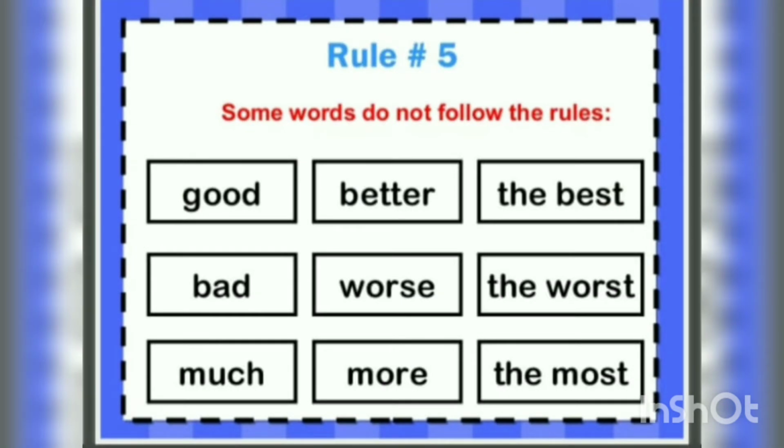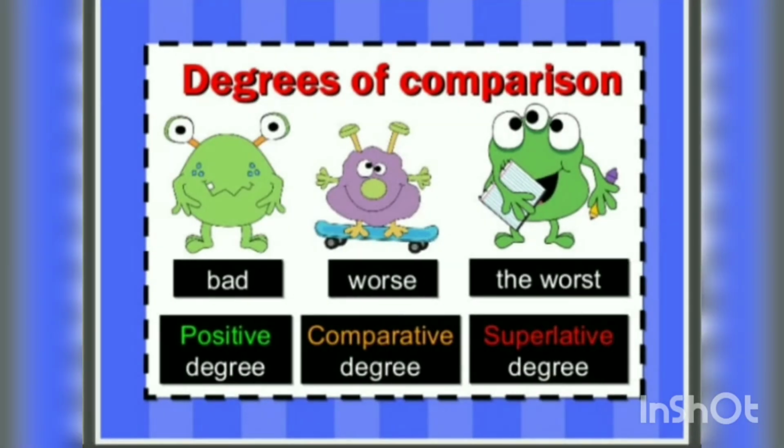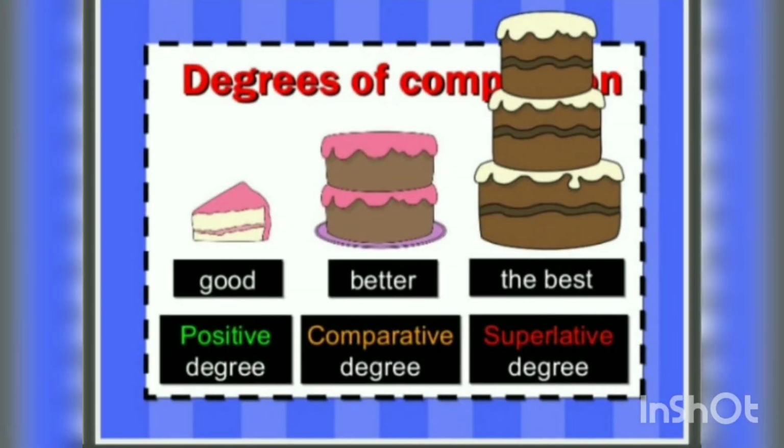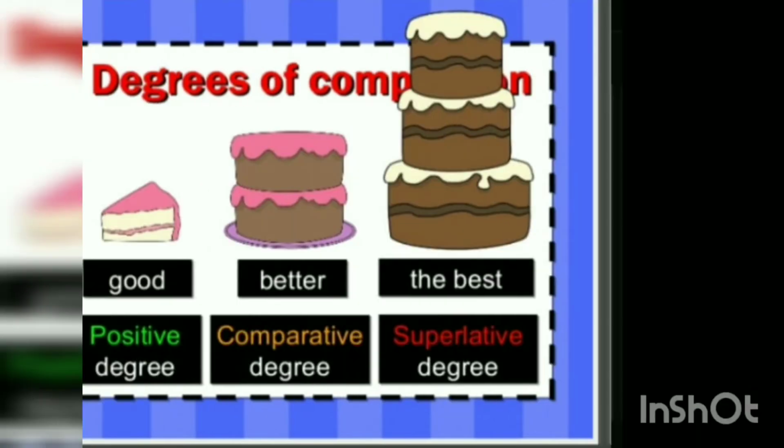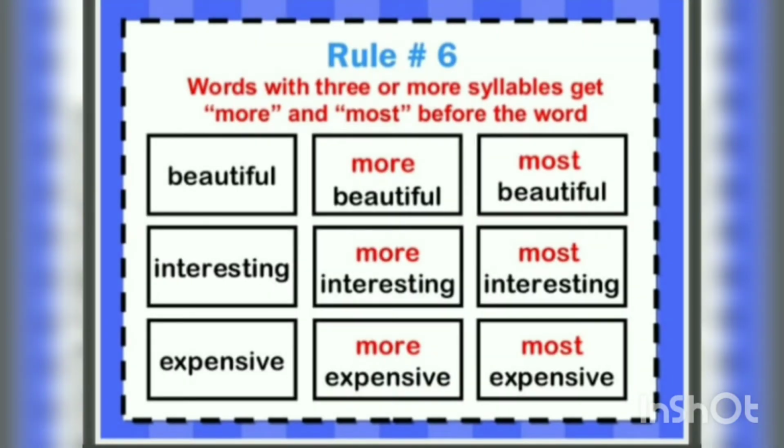Good, better, best. Now there are some words that do not follow any rules. Yes, good, we don't say gooder, goodest. No. These things you have to remember, children. You have to learn them by heart. Good, better, the best. Bad, worse, the worst. Much, more, the most. See, good, better, best. Okay.